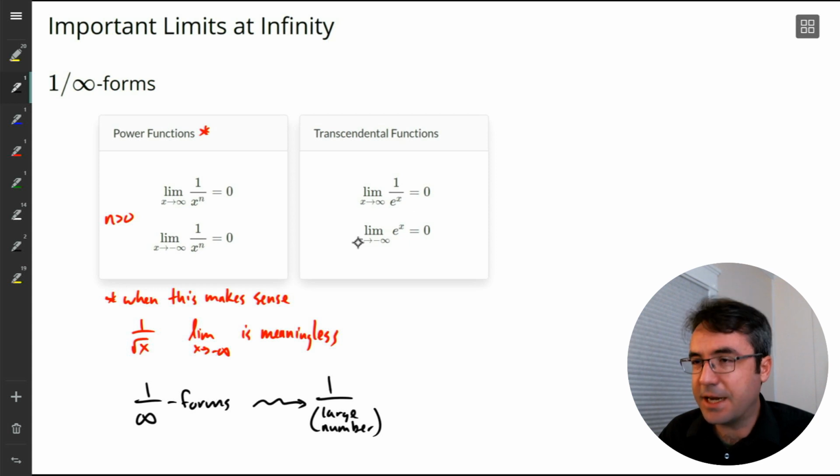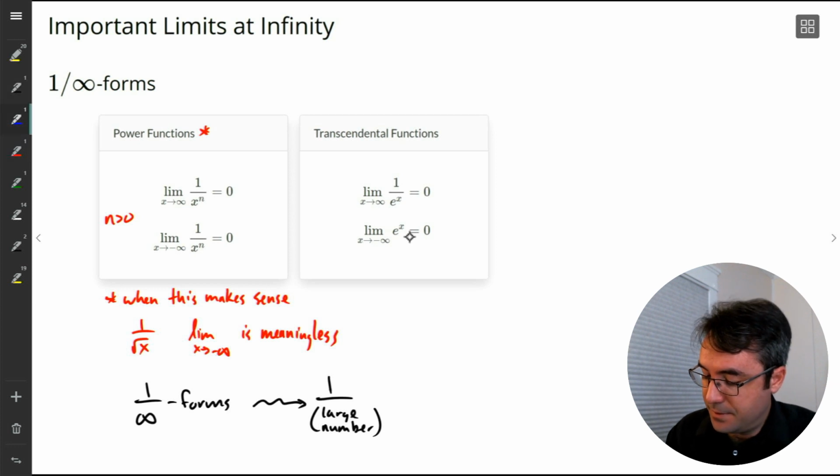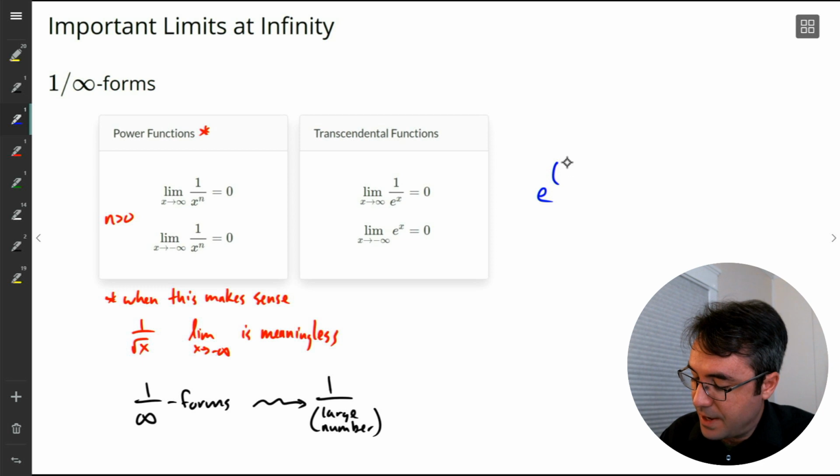Now, this second one here, the limit of e to the x as x approaches minus infinity, this one might look a little surprising because it's the only one that's not a fraction or written as a fraction. But for this one, what do we have? We have e raised to a large negative number.